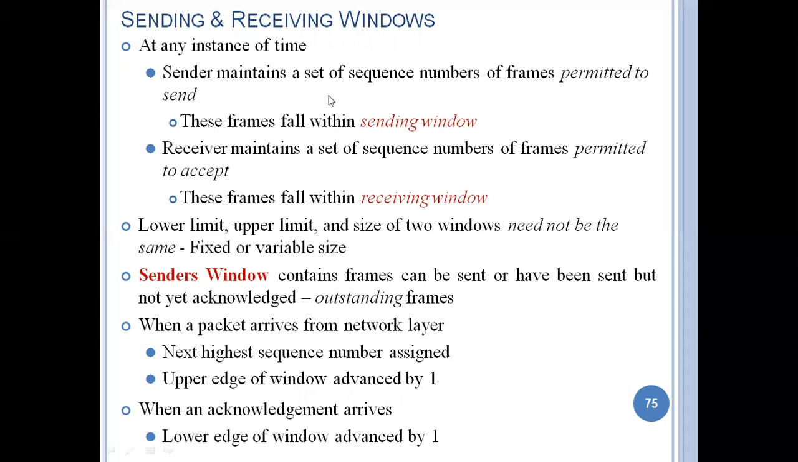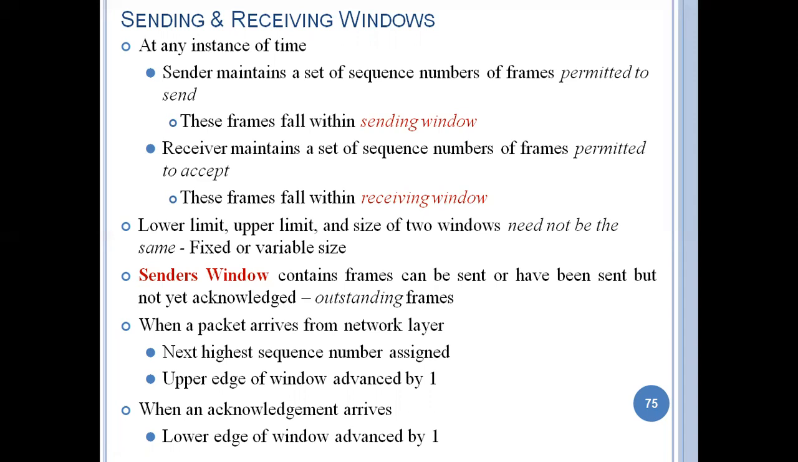The sender maintains a set of sequence numbers of frames which are permitted to send. These frames fall within the sender side window, and the receiver maintains a set of sequence numbers of frames permitted to accept. These frames fall within the receiving window. The lower limit, upper limit, and size of the two windows need not be the same; they can be fixed or variable size. The sender window contains the frames that can be sent or have been sent but not acknowledged. These are called the outstanding frames.